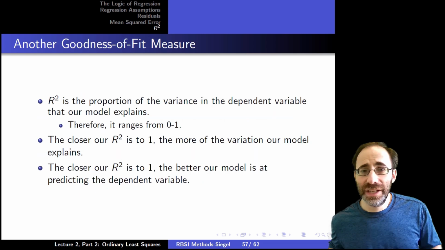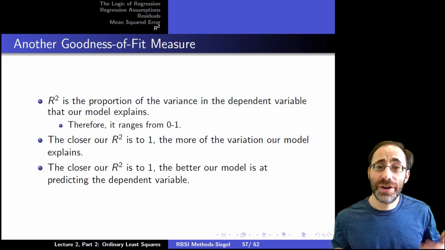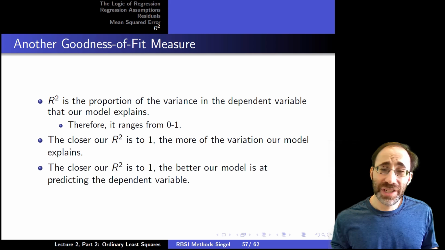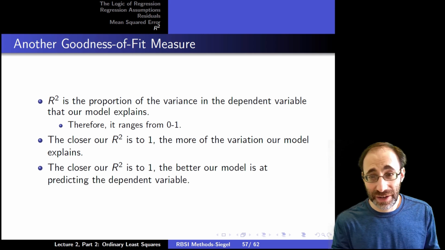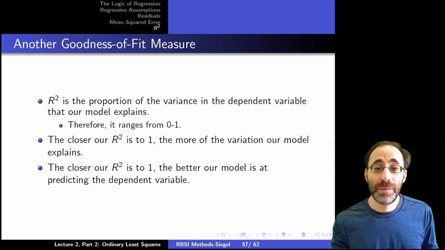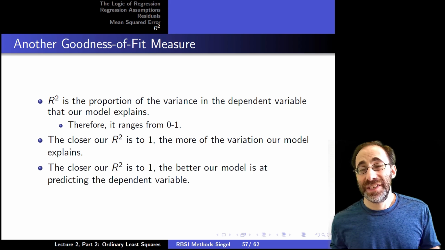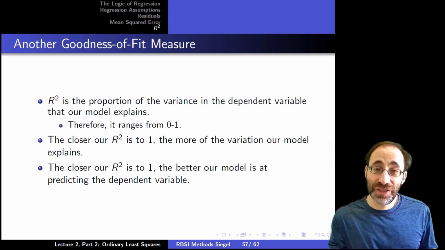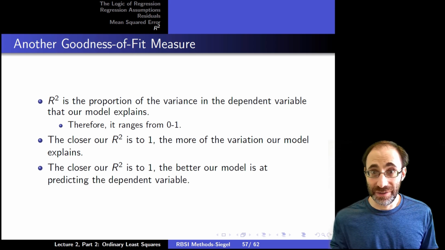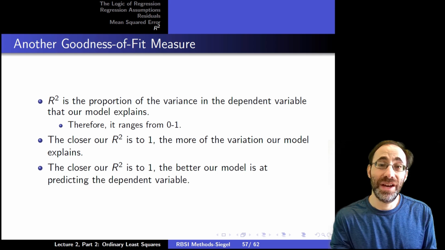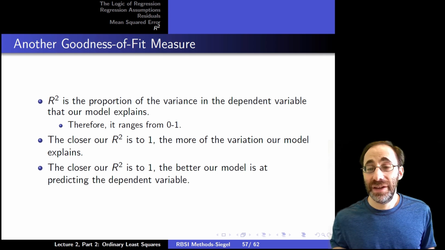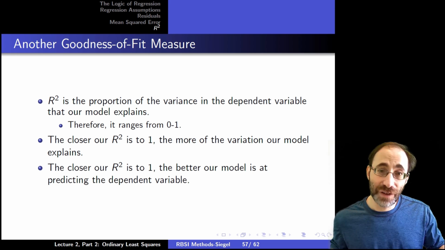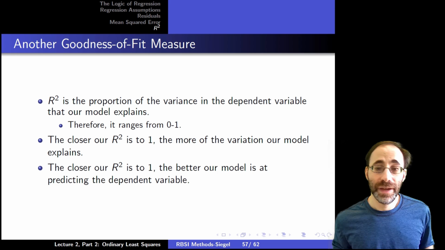But we often see a different measure as well called R squared. R squared has another nice type of interpretation, which is that R squared is the proportion of the variance in the dependent variable that our model explains. And it's nice because it ranges from 0 to 1. If your R squared is 0, you're explaining nothing from your model. That's almost never the case, but the variation in your independent variable or variables in your model is explaining no variation in your dependent variable.